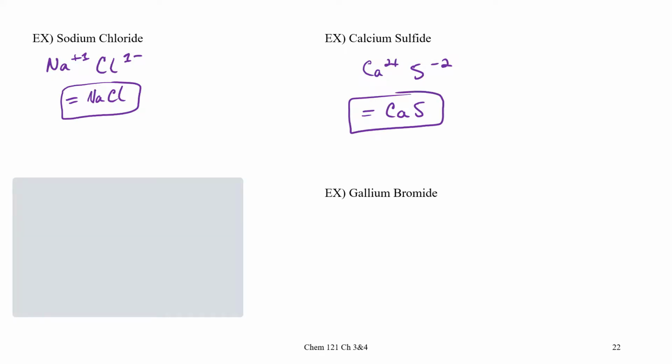So next we have gallium bromide, and we know that gallium is going to be Ga 3+, if we look at our periodic table. And then for bromide, we're going to have Br 1-. And so if we cross our charges, we get GaBr3.